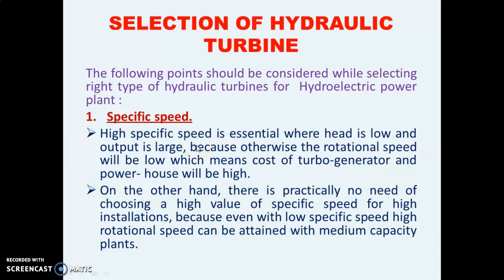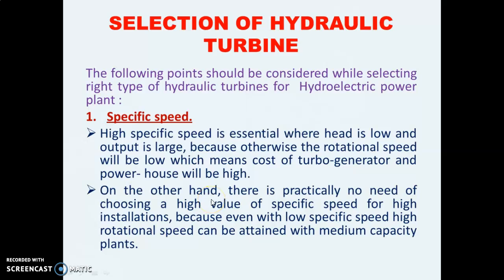Now if the specific speed of the turbine is less in case of low head and high discharge, then due to the low specific speed, the rotational speed will be very less. If the rotational speed is less, less energy will be created. That means the cost of the generator and powerhouse will be very high.